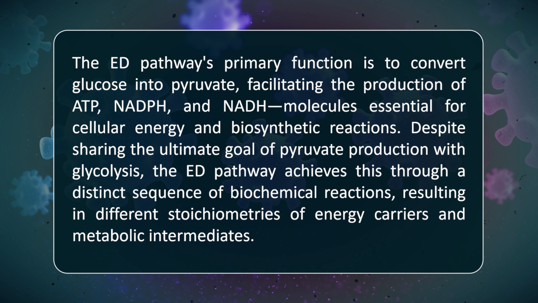The ED pathway's primary function is to convert glucose into pyruvate, facilitating the production of ATP, NADPH and NADH. These molecules are essential for cellular energy and biosynthetic reactions, despite sharing the ultimate goal of pyruvate production with glycolysis. The ED pathway achieves this through a distinct sequence of biochemical reactions, resulting in different stoichiometries of energy carriers and metabolic intermediates.